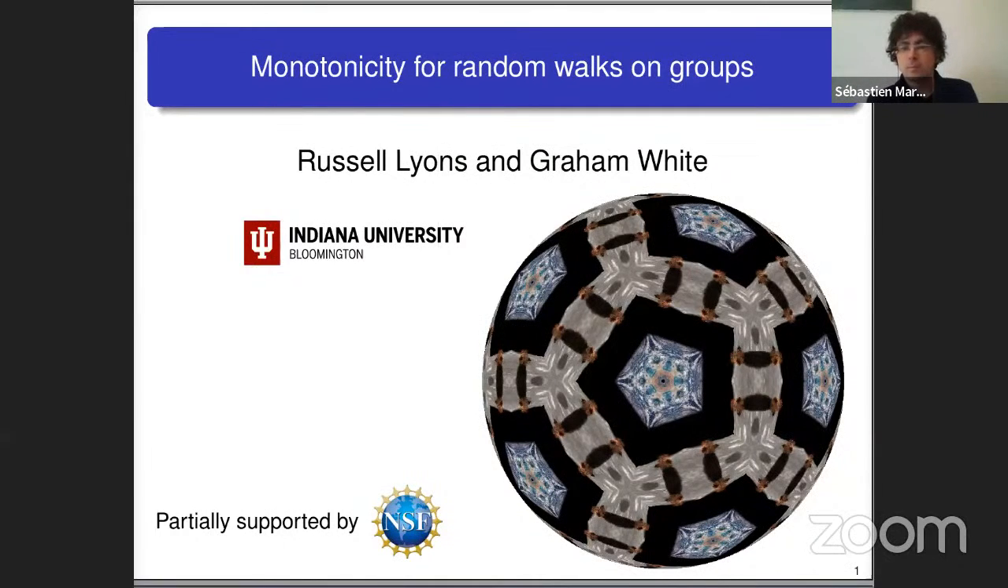Okay, so let's get started for today's session. So today we have a thematic session about the interplay between probability theory and Coxeter groups. So two disjoint talks at this intersection. The first one is by Russell Lyons from Indiana University, and he will explain to us why monotonicity is special for random walks and groups. So we are listening to you.